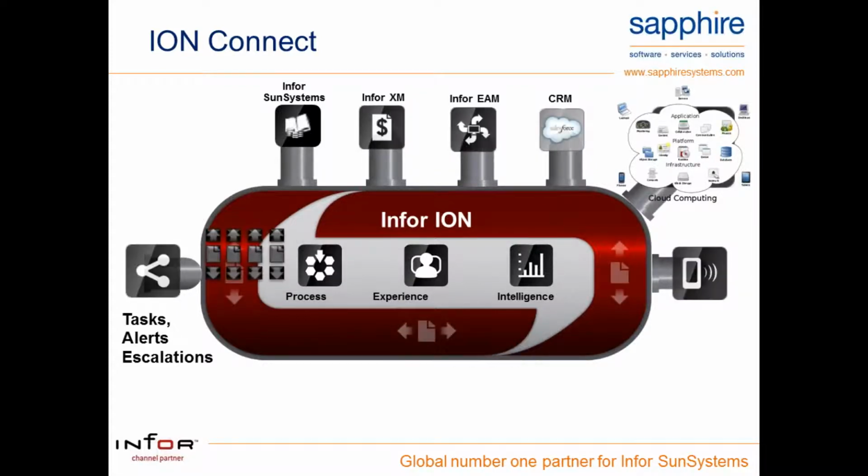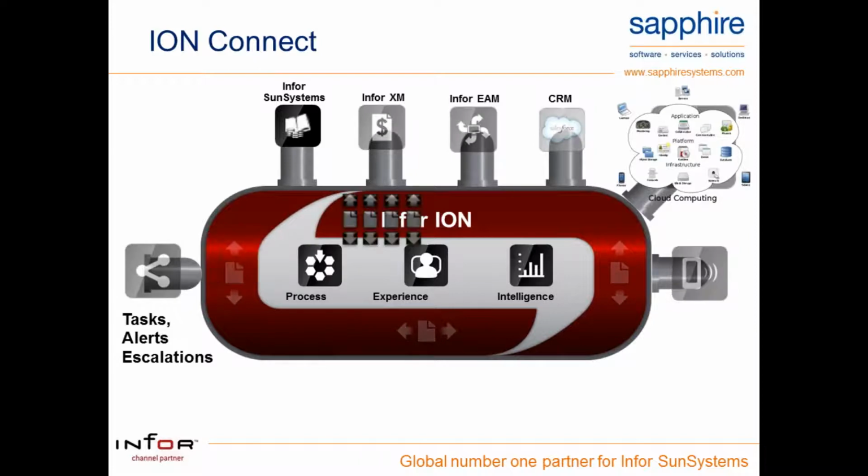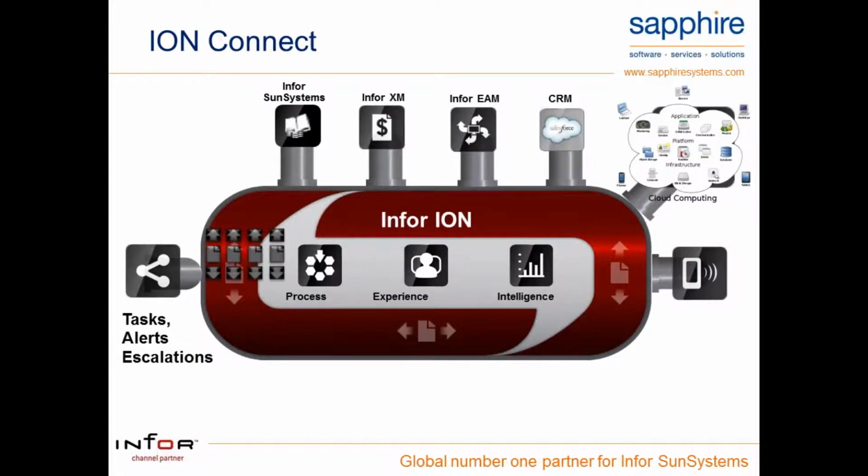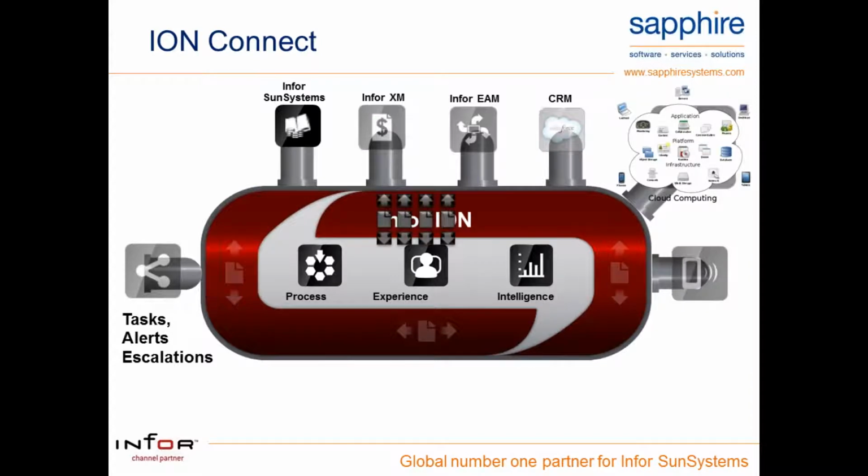But this works bi-directional, so any of the applications we're also plugging into the ION backbone will also publish out to Sun Systems if that's what you required. But we're not just talking about publishing data to Sun Systems. If you look on the left-hand side of your slide there, we've got tasks, alerts, and escalations. We'll be coming on in a minute to talk about ION workflow and ION event management. So those facilities can also receive the messages.